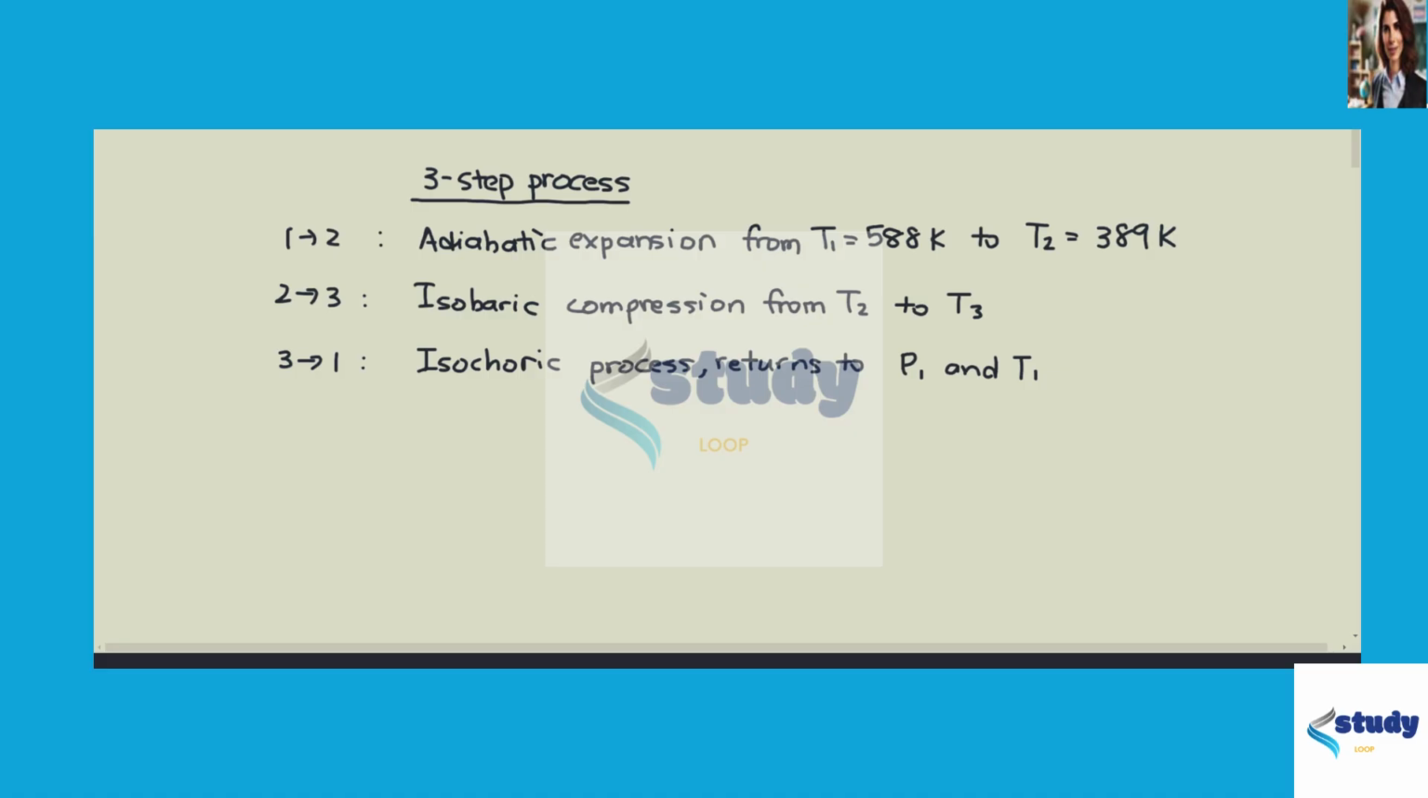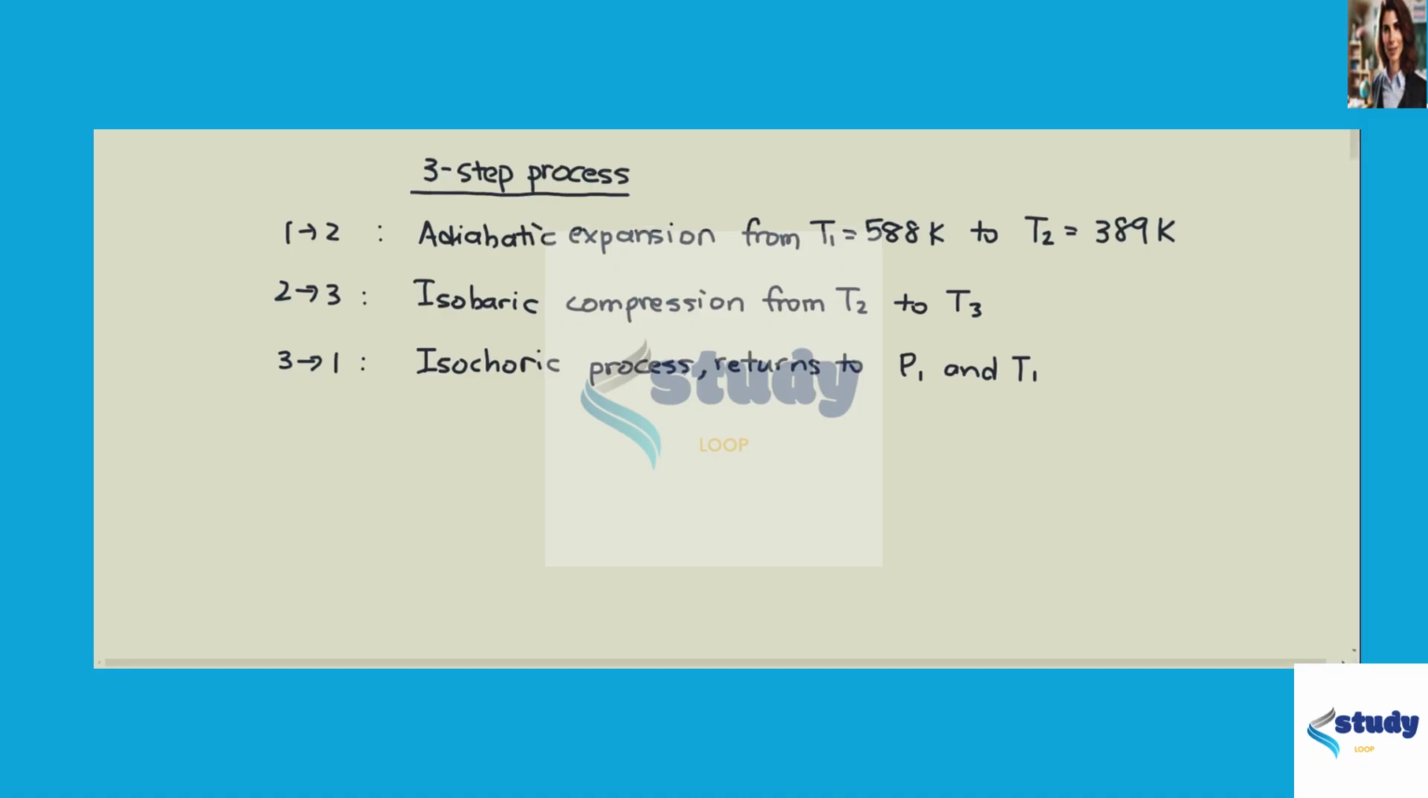In this question, we are given a three-step process from state 1 to state 2. The gas undergoes an adiabatic expansion from T1 equals 588 Kelvin to T2 equals 389 Kelvin. Note that the gas is 1 mole of monoatomic gas.